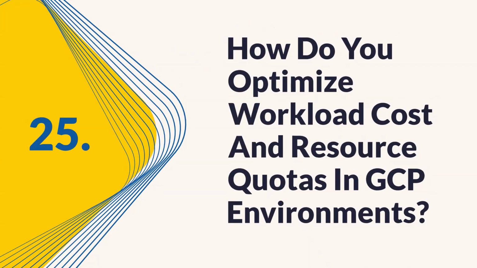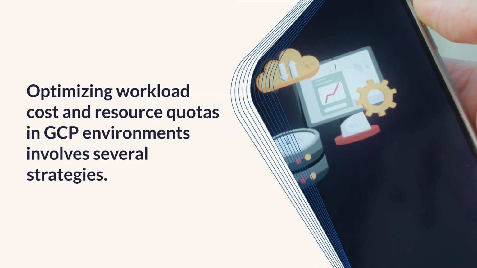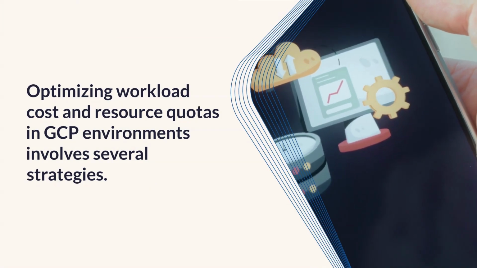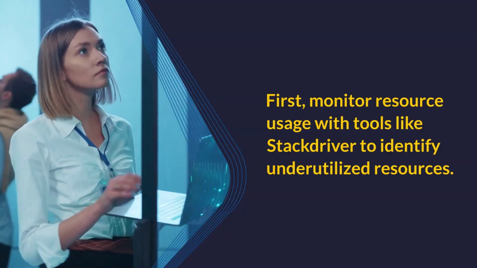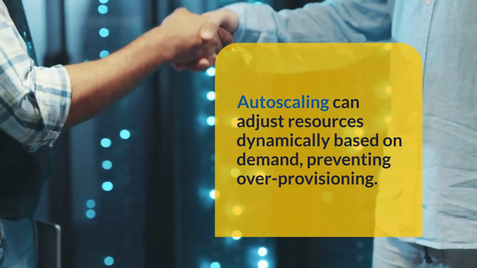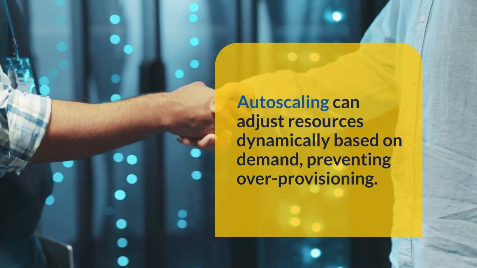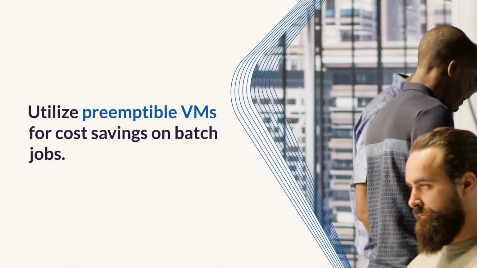25. How do you optimize workload cost and resource quotas in GCP environments? Optimizing workload cost and resource quotas in GCP environments involves several strategies. First, monitor resource usage with tools like Stackdriver to identify underutilized resources. Autoscaling can adjust resources dynamically based on demand, preventing over-provisioning. Utilize preemptible VMs for cost savings on batch jobs.